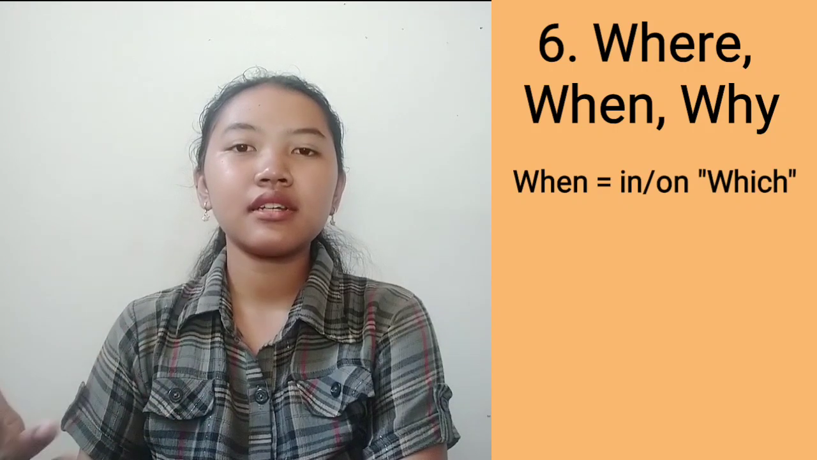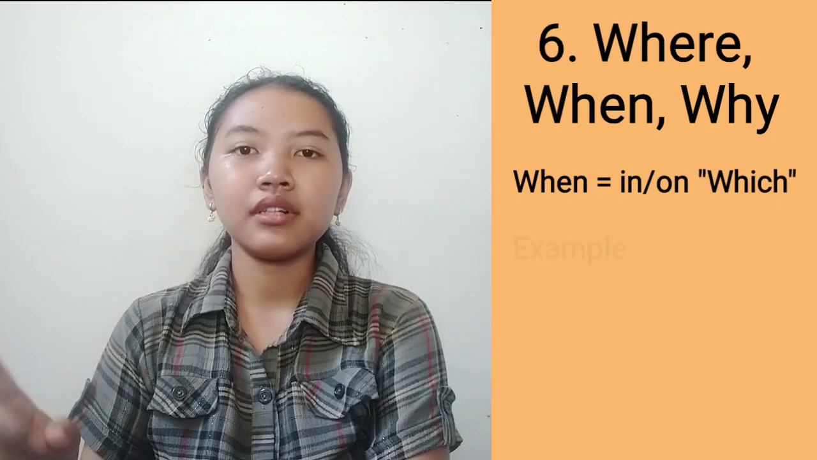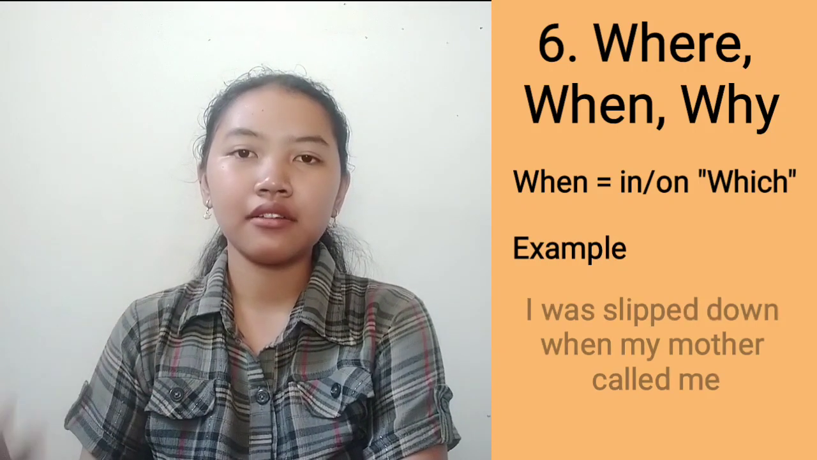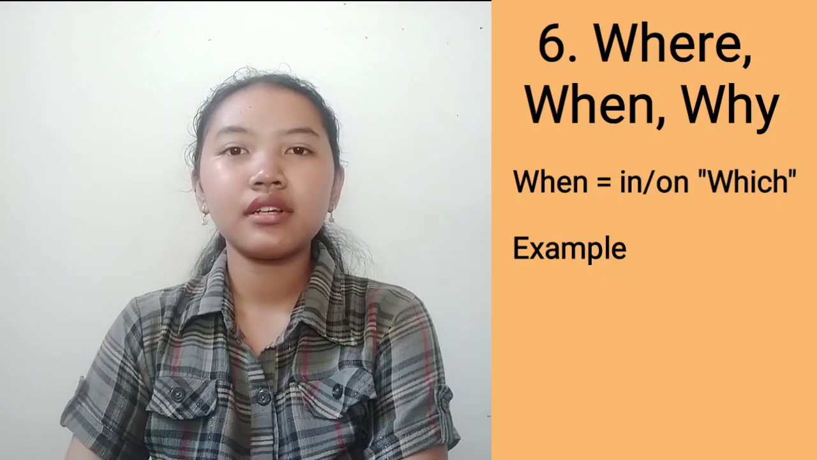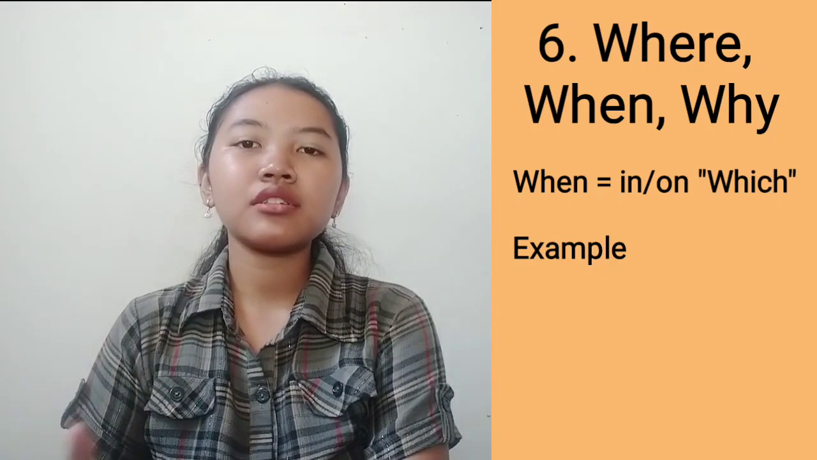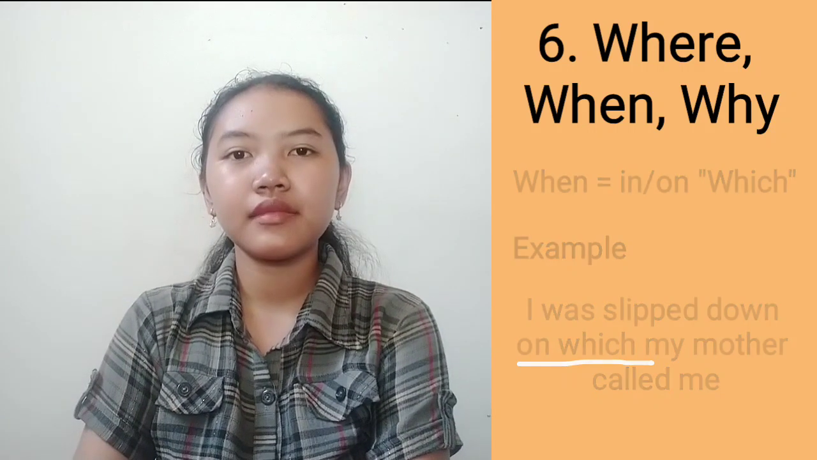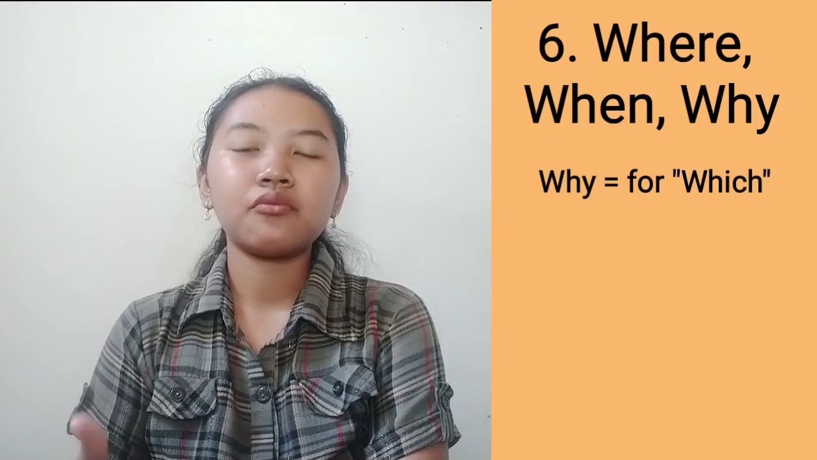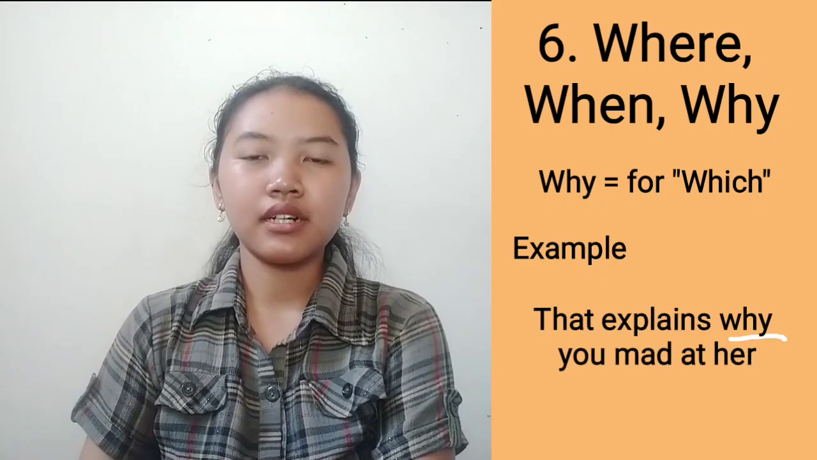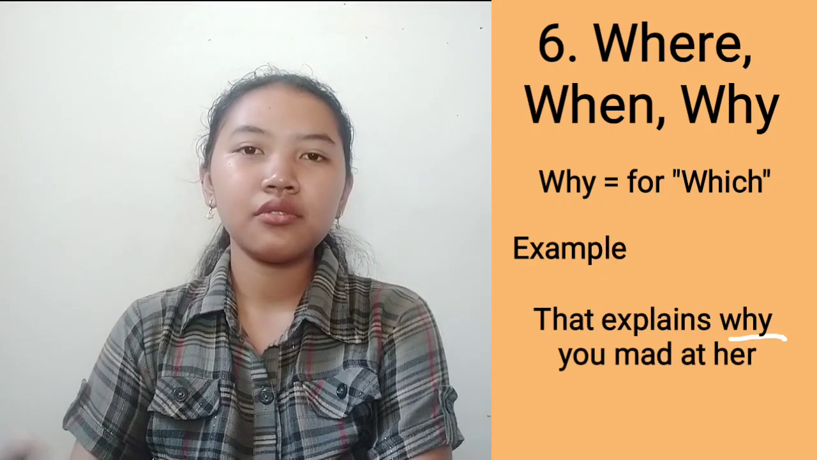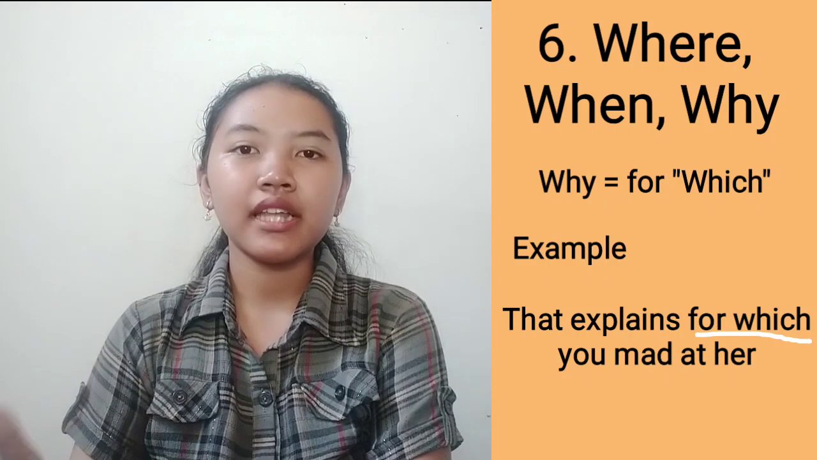When can be replaced with preposition in or on. For example, I slipped down when my mother called me. If we use which, it will be, I slipped down on which my mother called me. Why is replaced with for which. For example, that's why you met her. If we change it with which, that explains for which you met her.